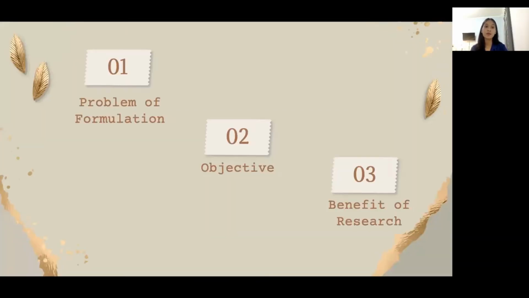Based on the background, the problem formulations are: what is POCT? What are the devices of POCT? What are the advantages and the disadvantages of using POCT? What are the factors that can affect the point of care testing result? How to maintain POCT devices?